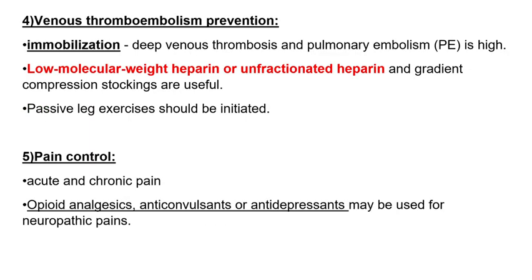Venous thromboembolism prevention. There will be immobilization, so deep venous thrombosis and pulmonary embolism risk is high. So low molecular weight heparin or unfractionated heparin and graduated compression stockings are useful. Passive leg exercises should be initiated. Then comes pain control, acute and chronic pain. Opioid analgesics, anticonvulsants, and antidepressants may be used for the neuropathic kind of pains.